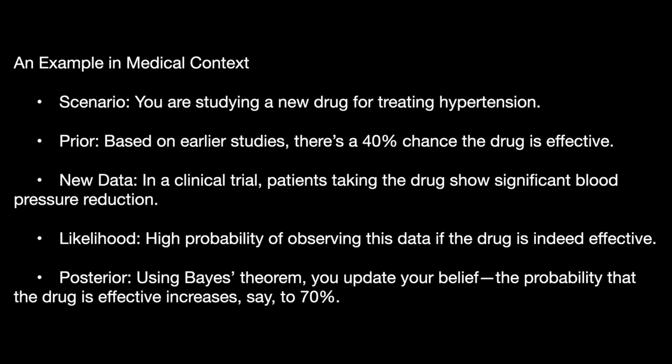Now, based on the posterior, using the Bayes theorem, we update our belief and the probability that the drug is effective increases, say, to 70%. So previously, my prior belief was the drug is 40% effective in reducing the blood pressure, but including my new data and putting it in the analysis, I now find that I can say with 70% certainty that this drug is going to reduce the blood pressure.